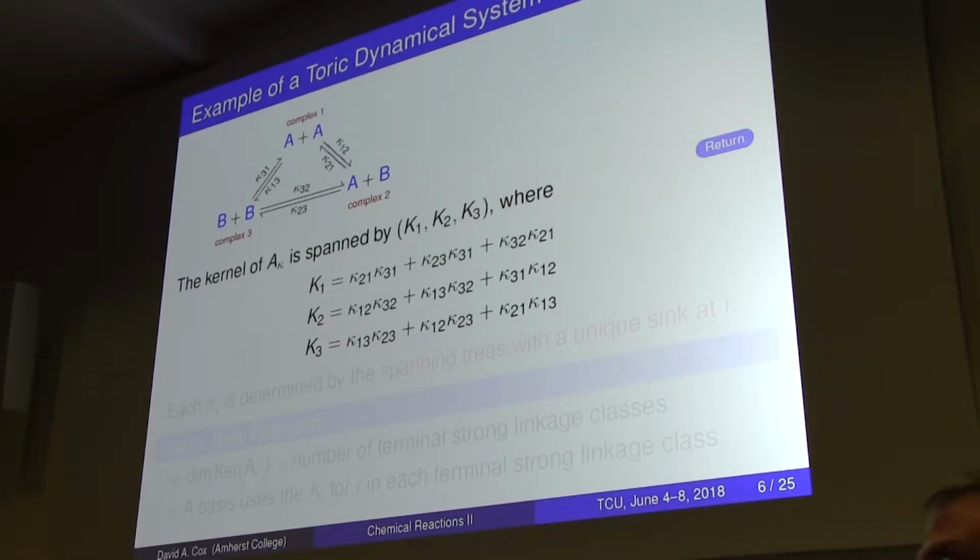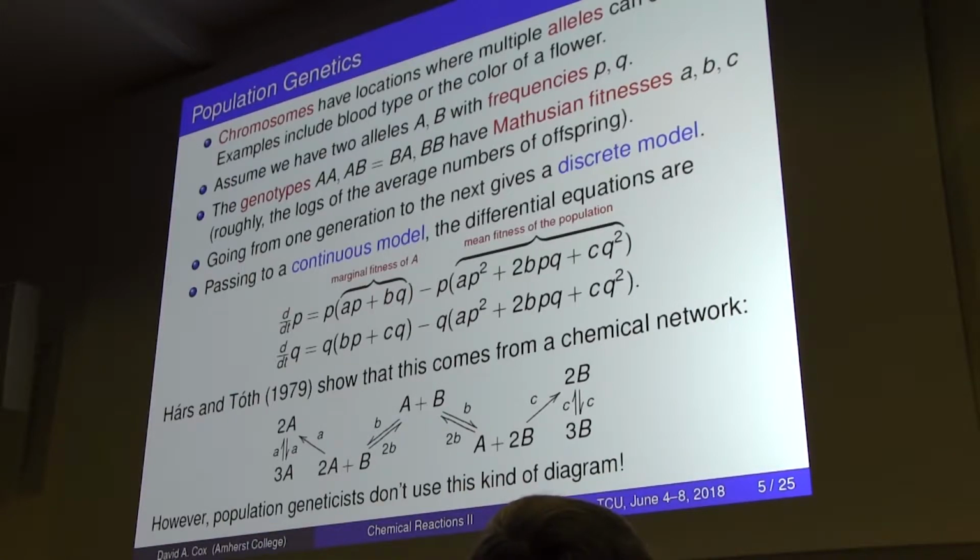Before you go, can you go back one sec? Can you go back one? Yeah. So does that thing generalize? Because going from the first level of the chemical reaction up to the second, you could imagine the same thing. Instead of A and B, you had A, B, C, right?